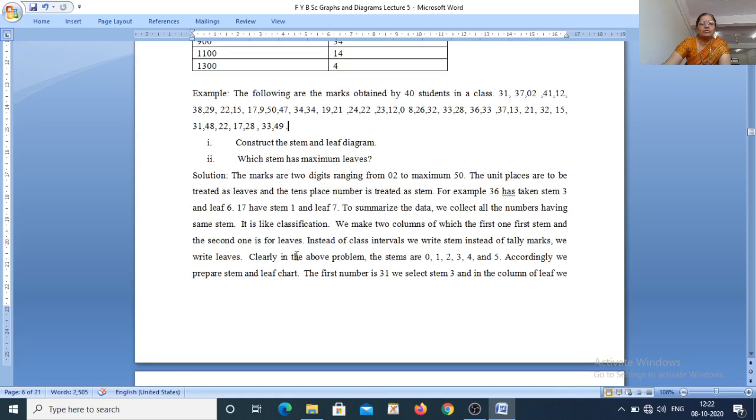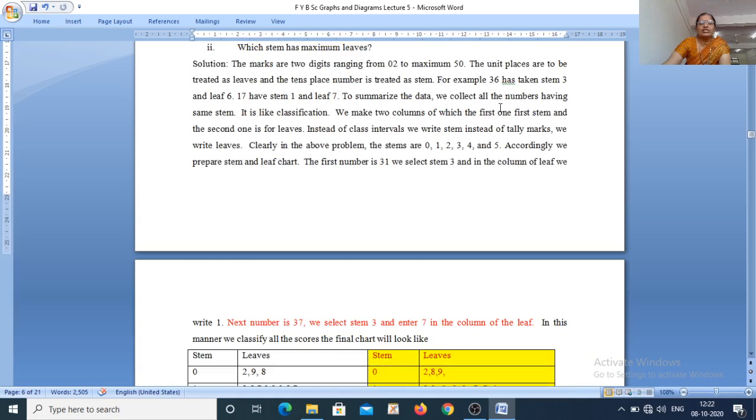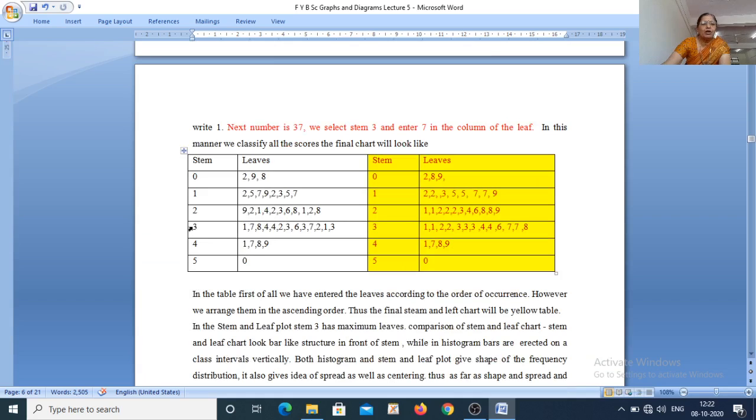Now, what is my first observation? My first observation is 31. So, it belongs to this particular class. So, my first observation, I will write 3 as it is. Here, my first observation is 31. So, 1 I have written here.